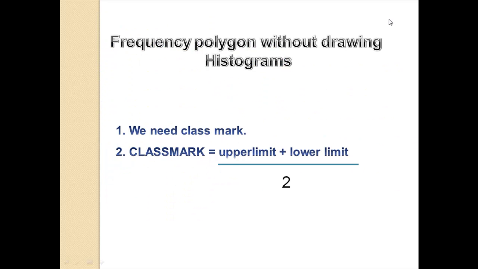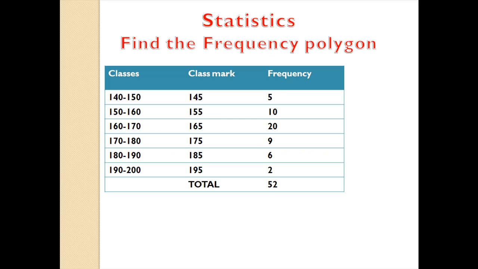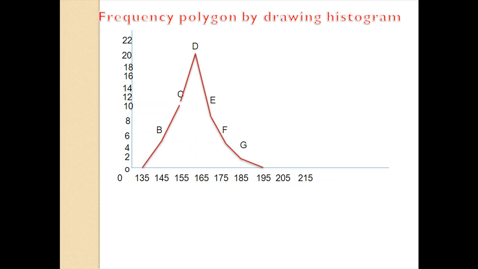Frequency polygon without drawing histograms. We need the class mark. Class mark is calculated as (upper limit plus lower limit) divided by 2. Find the frequency polygon of the following data given here. Total frequency is 52. This is a frequency polygon without drawing a histogram.